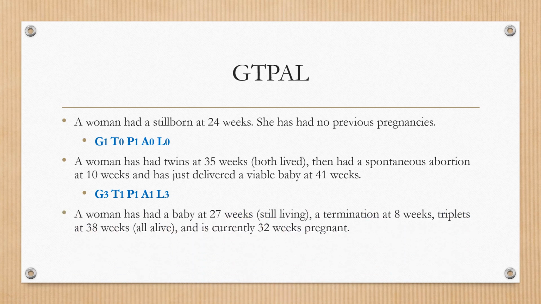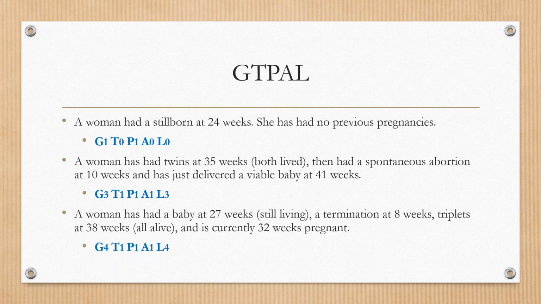Now, try another one. Okay, you have a woman who's had a baby at 27 weeks, and that baby's still alive. A termination at 8 weeks, that's a second pregnancy. So we've got 2 pregnancies there. Triplets, oh my, at 38 weeks. That's highly unusual, by the way. But that's a 3rd pregnancy. And she's currently 32 weeks pregnant. That's a 4th pregnancy. How are you going to fill in the rest?